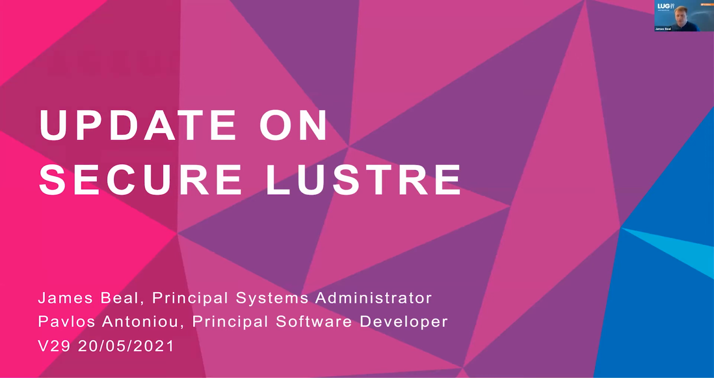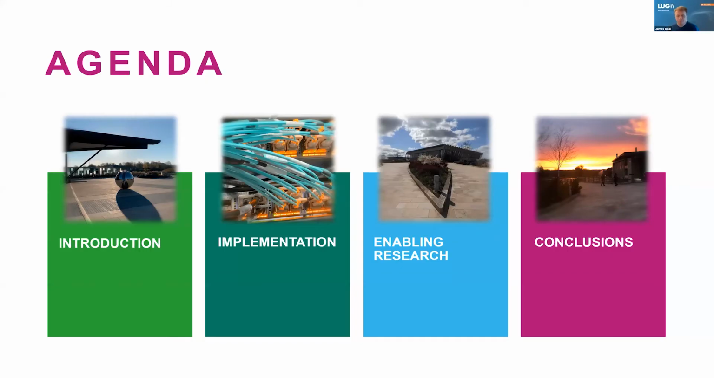First, we're going to introduce the Wellcome Sanger Institute and the work we've done over the last 28 years and the impact we've had on COVID-19 in the last year. Secondly, I'll talk about how we've implemented secure Lustre using commodity layer 3 switches and some of the choices we've made and the repercussions on security and data access. Pavlos will then talk about how the ability to access data from inside OpenStack has enabled research which was previously inaccessible. Then we'll recap and answer questions.